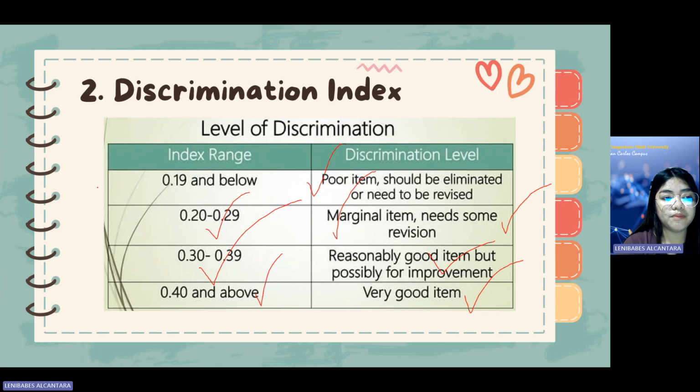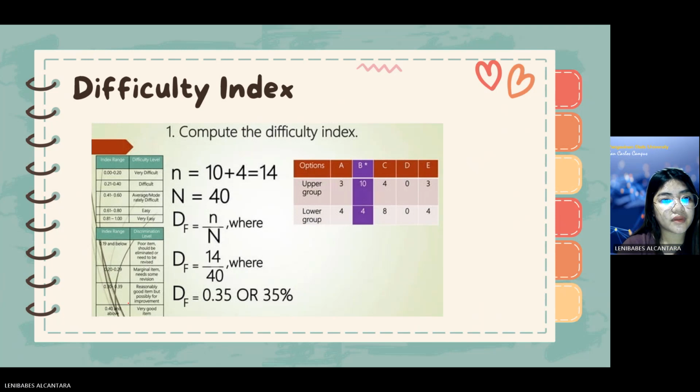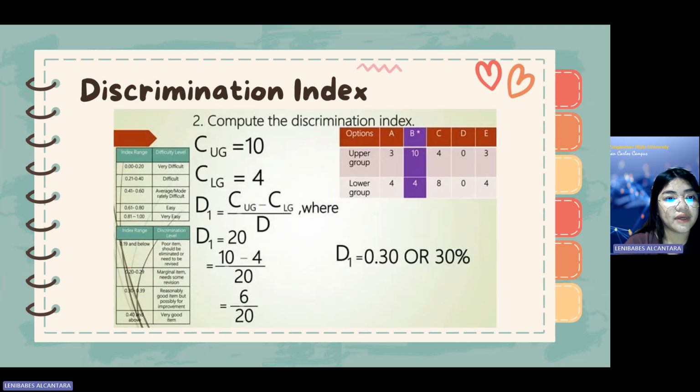Okay? So, pagtunan mo na yung ibang items mo na hindi very good. Ulitin ko, 0.19 and below, that's poor. 0.20 to 0.29, marginal, needs some revision. 0.30 to 0.39, good siya, pero improve mo pa. 0.40, that's very good item. Okay? Next. Ayan. So, na-solve na natin yan kanina. Now, take a look at this example kay discrimination index.